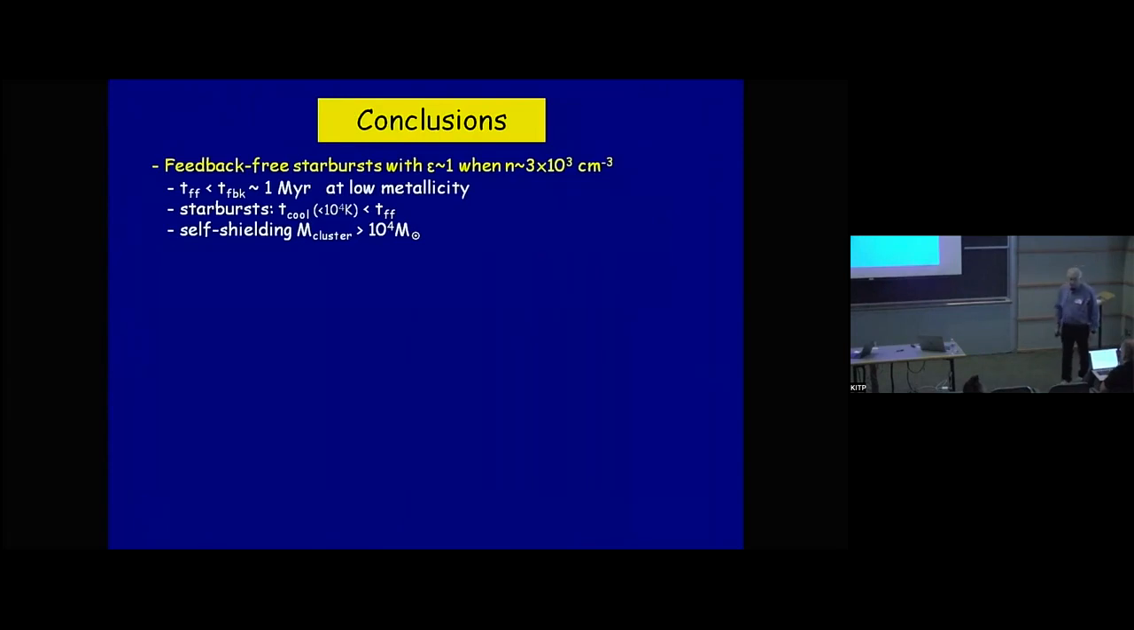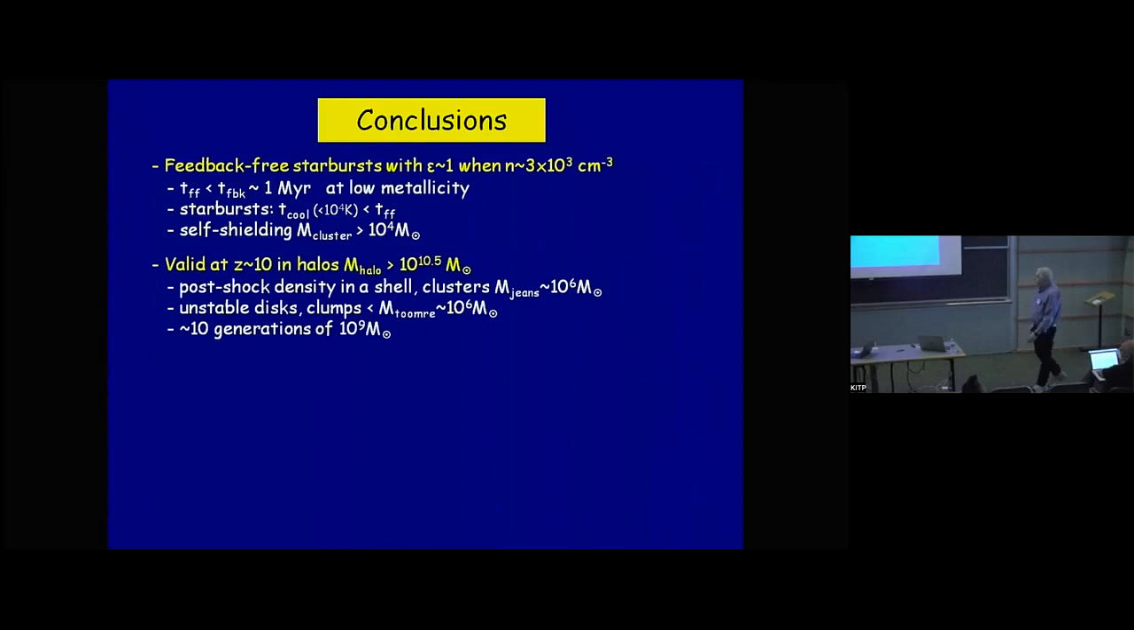I'm not going to show the results, but I'm going to repeat my conclusions. We are talking about the phenomena of feedback-free starbursts with high efficiency when the number density is high enough, this magic number density. Then the free fall time is shorter than the delay time in the feedback. If the metallicity is pretty low, the cooling time is shorter than free fall time, and you are shielded if you are above 10 to the 4 solar masses. This is valid around redshift 10, maybe 8 and above, in massive enough halos because of the post-shock density or because of the clump density in the Toomre unstable disks in about 10 generations of starbursts.